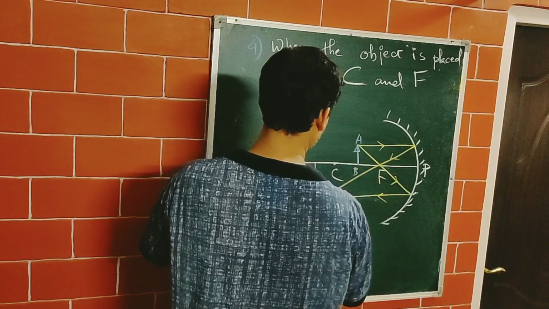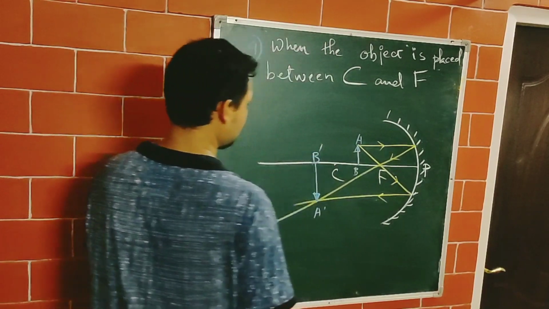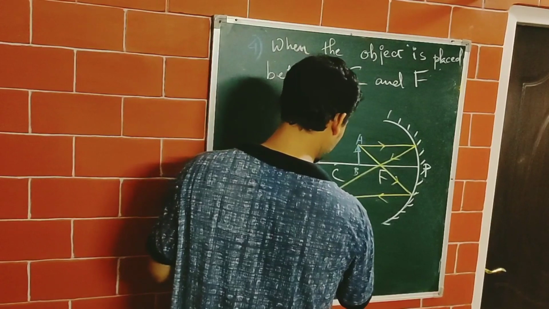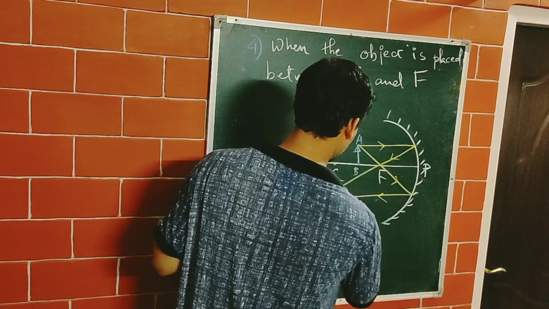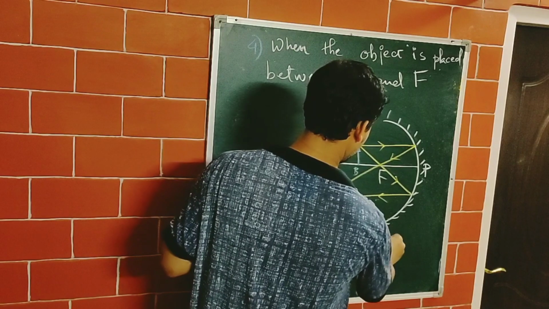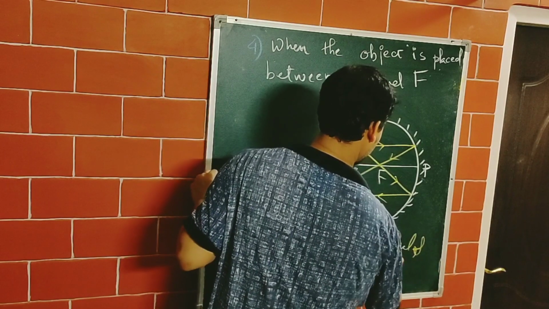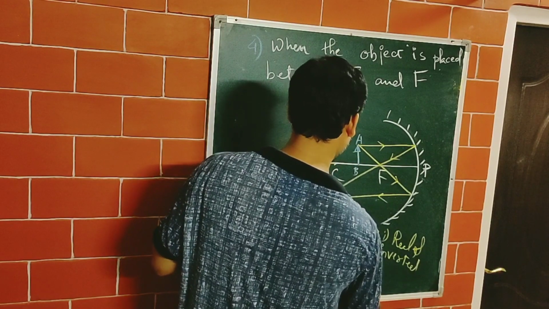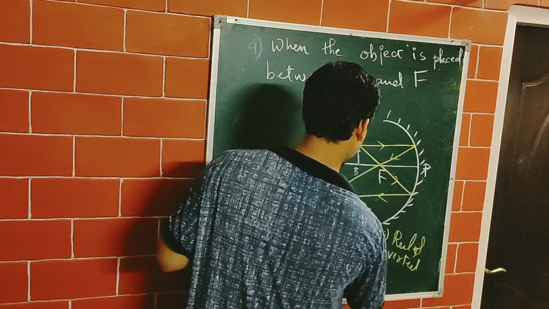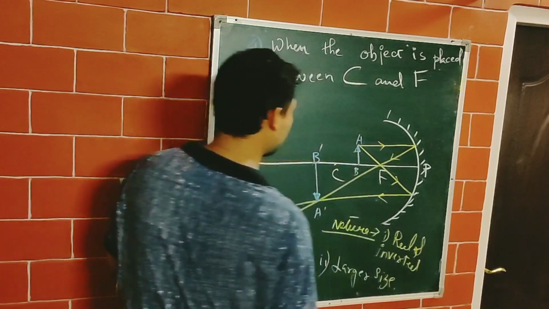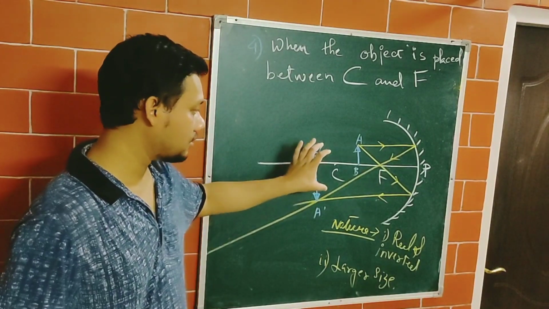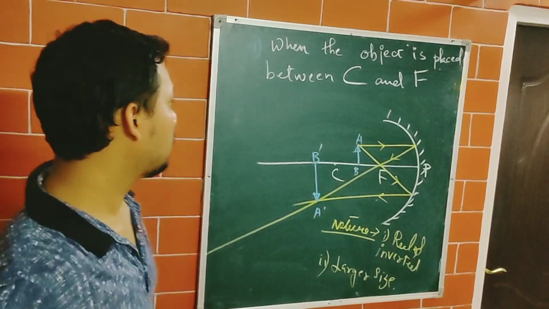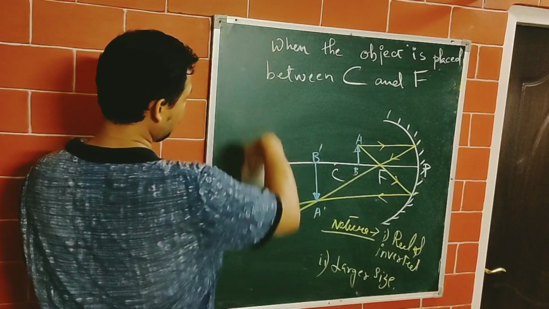Object is AB, image is A dash B dash. What is the nature? Real and inverted, obviously. The rays are actually intersecting. Nature: real and inverted. And number 2, large size. Now see, the size of the image is bigger than the size of the object. Fourth done, next is the fifth point.